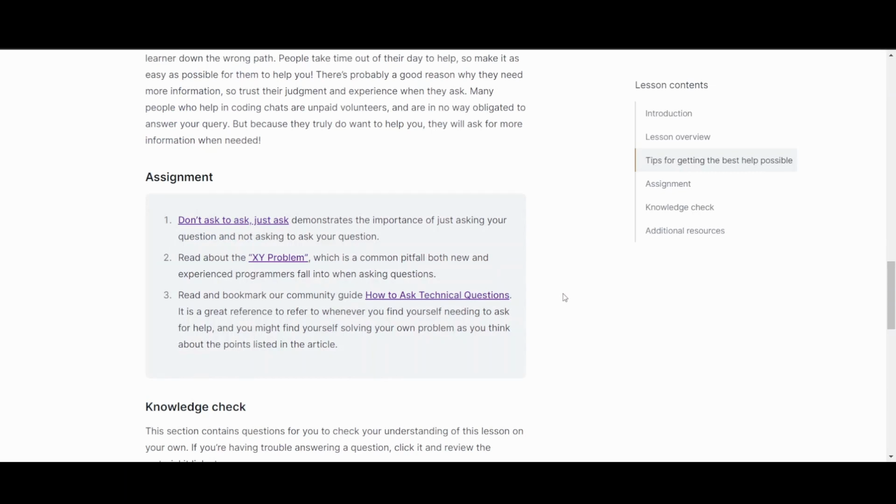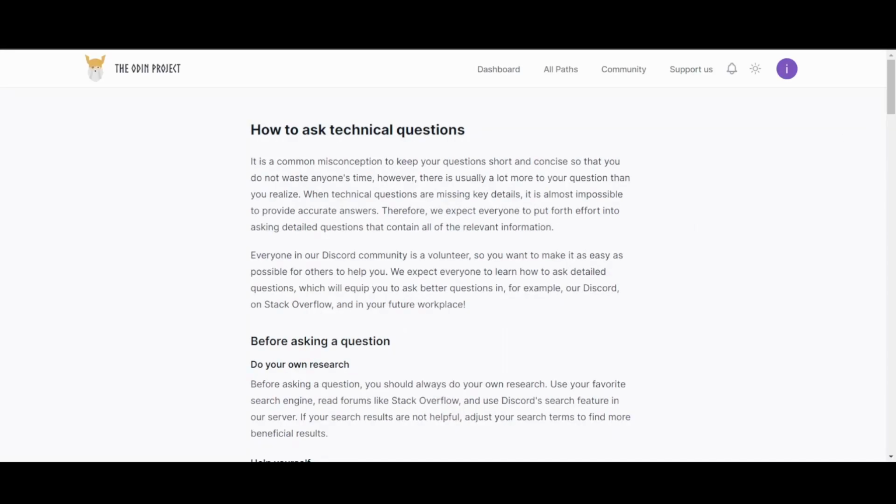3. Read and bookmark our community guide, How to Ask Technical Questions. It is a great reference to refer to whenever you find yourself needing to ask for help, and you might find yourself solving your own problem as you think about the points listed in the article. Okay, let's see that. How to ask technical questions.